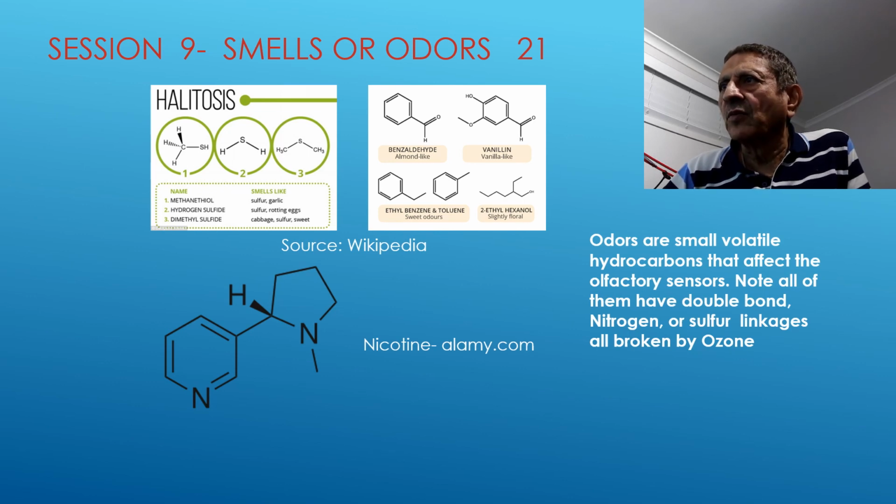Odors are small volatile hydrocarbons that affect the olfactory senses. All of them have double bonds, conjugated double bonds, nitrogen or sulfur linkages, which are all broken by ozone. So all you need is a trace of ozone that can remove the smell. In order to remove the smell, all you have to do is break one or two of the double bonds or triple bonds, and the characteristic of the smell completely changes.